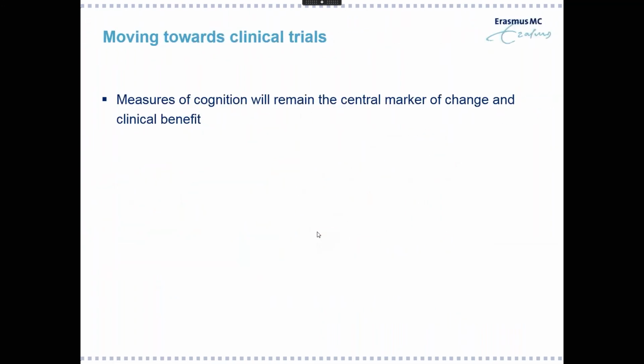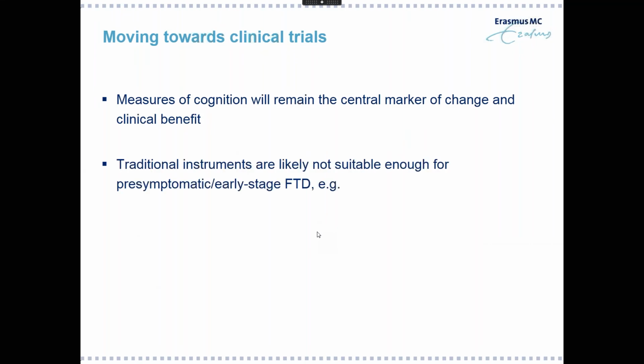As we're moving towards clinical trials, I believe that measures of cognition will remain the central marker of change and clinical benefit, in addition to neuroimaging and biofluid markers such as NFL. The biggest problem we are currently facing with respect to these cognitive markers is that the traditional instruments we are using are not likely suitable enough for the pre-symptomatic to early stages of FTD.